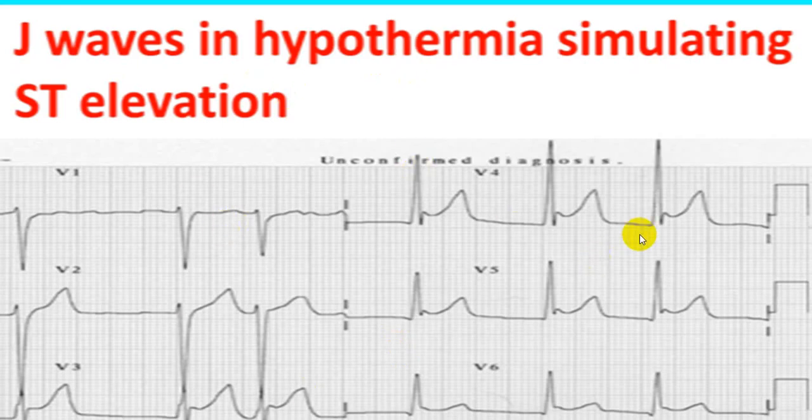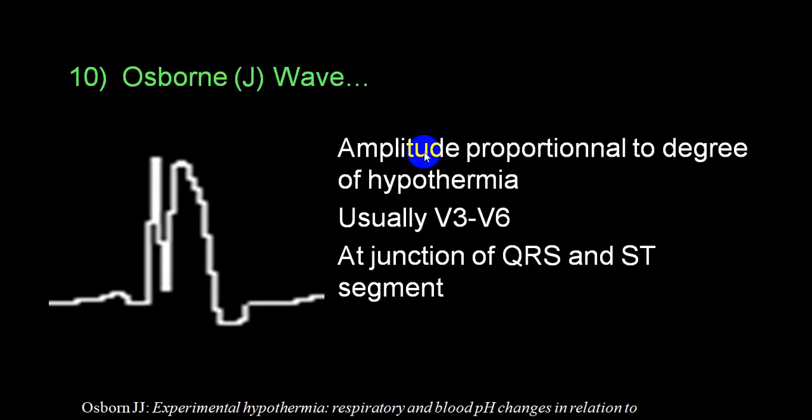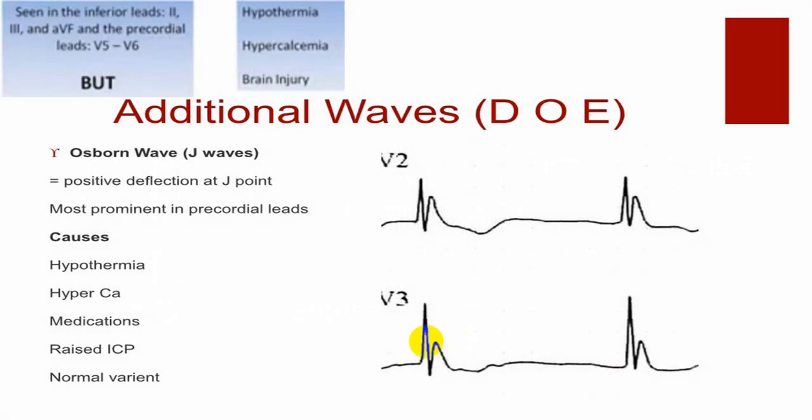So in hypothermia, at this J point you will get an elevation. Here there is only a slight elevation, but you will see this type of elevation. Those are called Osborn waves along with J point elevation, characteristic in a case of hypothermia, and they are very commonly seen in the chest leads, that is V3 to V6. We'll see this J point elevation and Osborn wave. Again, more characteristic of hypothermia and hypercalcemia. Also you can get it in a head injury with raised intracranial pressure, and occasionally with some medications.